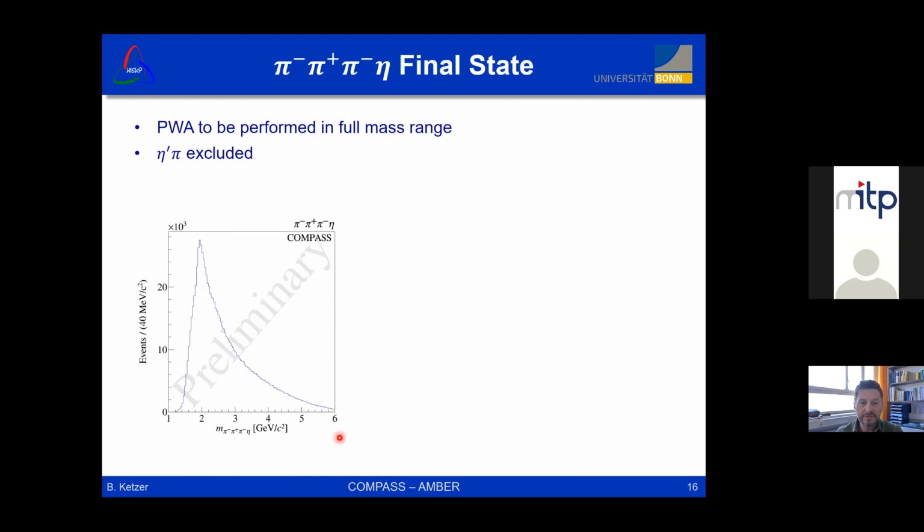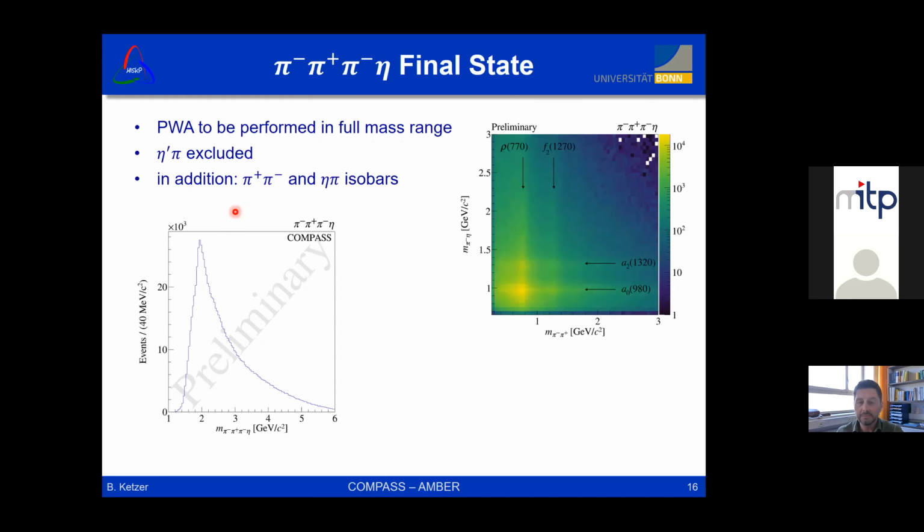And here this shows the invariant mass spectrum of the final state. So this is mX, if you so want, and this will have to be disentangled. But then, of course, there are not only f1 pi final states, but there are also other decay chains. So there's also pi plus pi minus isobars and eta pi isobars, and this is nicely seen here.